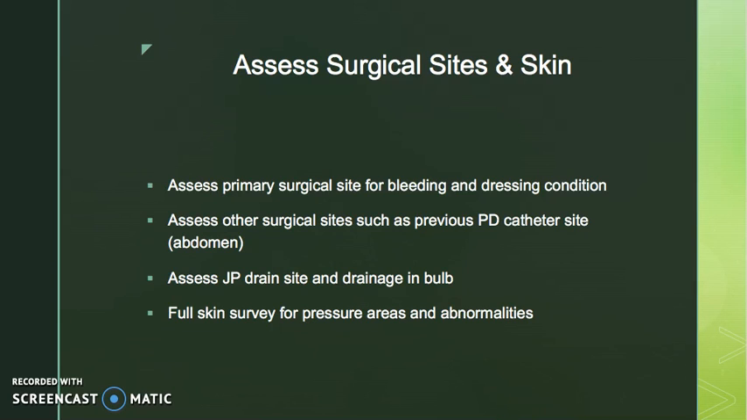Next, you'll do your full assessment, including assessing the surgical sites and skin survey. You'll assess the primary surgical sites for bleeding and the dressing condition. There may be other abdominal dressing sites from drains or a previous peritoneal dialysis catheter that had been removed. You'll look at the drain sites and the drainage in the bulb, and you'll do a full skin survey to check for pressure areas after being in the OR.